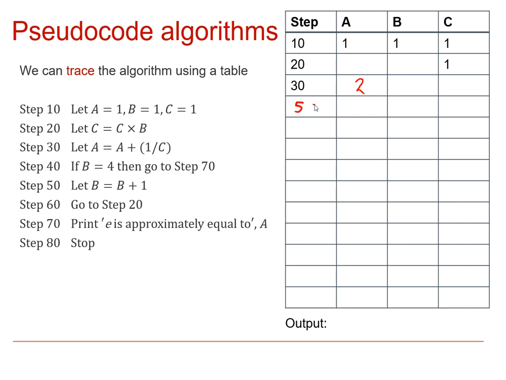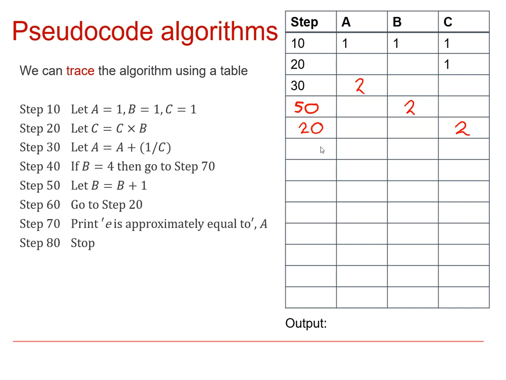So at step 50, B is equal to the current value of B, which is 1, plus another 1, so B is now equal to 2. Then step 60 just says go to step 20, so that's where we loop around to step 20, and we'll write that in. So line 20, C equals C times B. So looking at B, which is 2, C is 1, so C is now equal to 2.